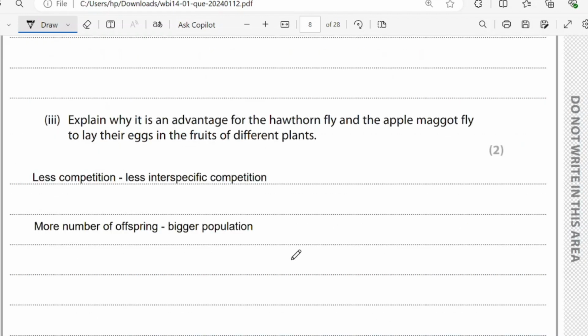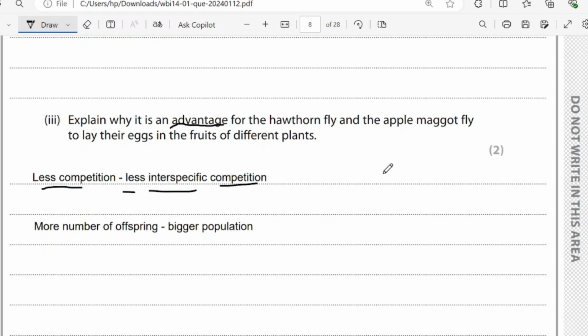Explain why it is an advantage for the hawthorn fly and the apple maggot fly to lay their eggs in the fruits of different plants. So the first thing that should come into your mind without even thinking is that there is less competition, and you can be more specific for more marks, which is less interspecific competition, which is competition between two different species. So you have to be really careful here with your wording because it's interspecific. It's definitely not intraspecific, which means competition within a single species, right?